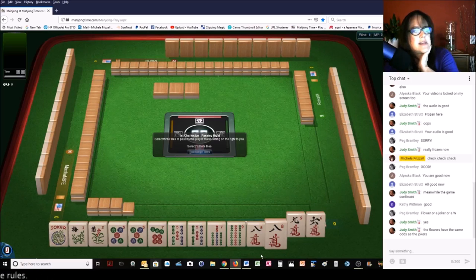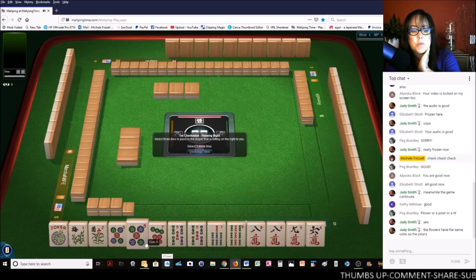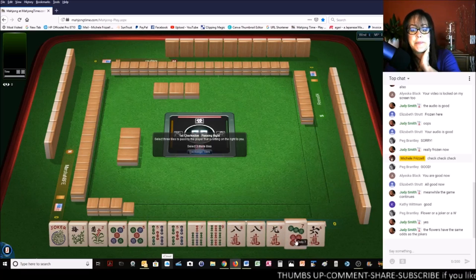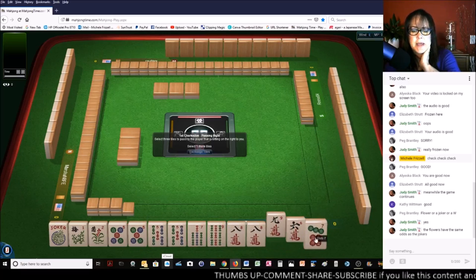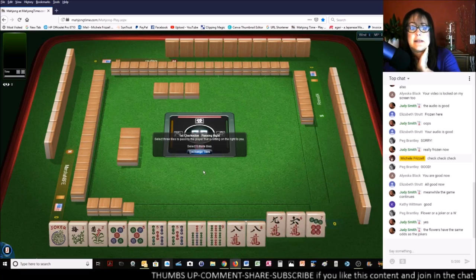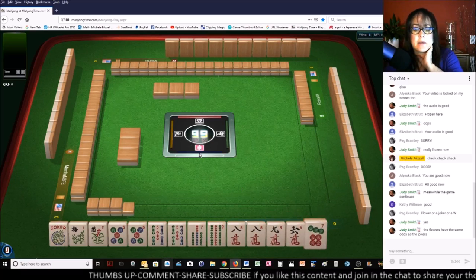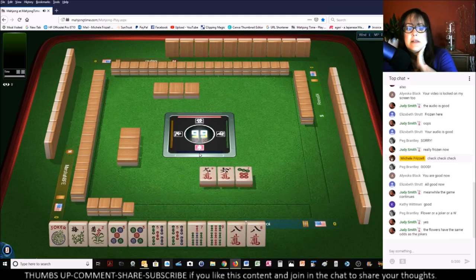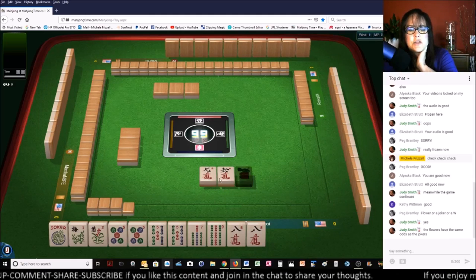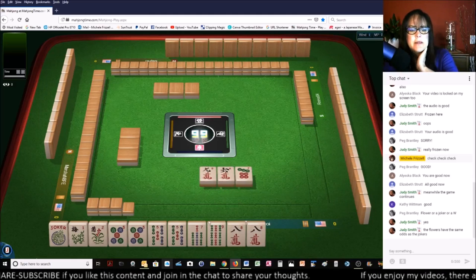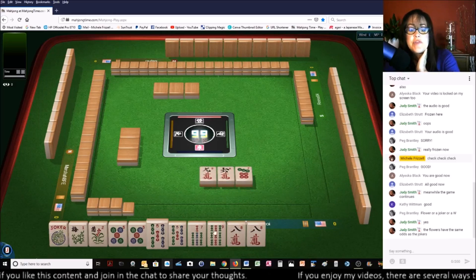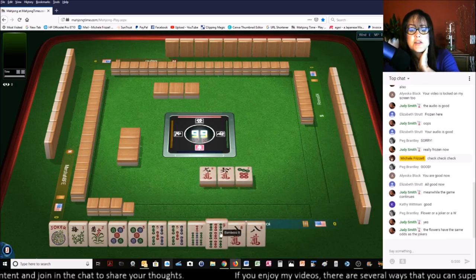The flowers have the same odds as... Yep, because there are eight of each. That makes sense. I don't want to pass one suit, actually. This is not good. We have to make a choice right now. Let's pass cracks and a dot. 6, 7, dot, 9 crack. 6 crack, 9 crack, 7 dot. Let's focus on maybe like numbers with fives and use the eights as joker bait.